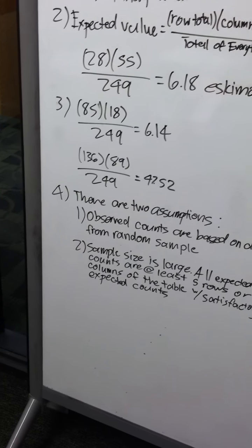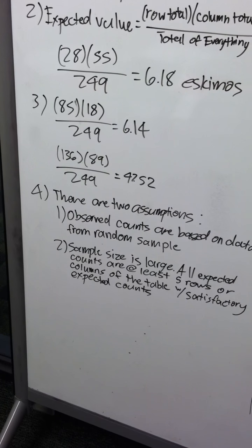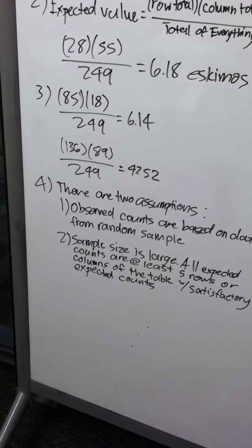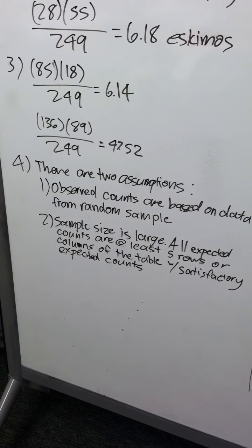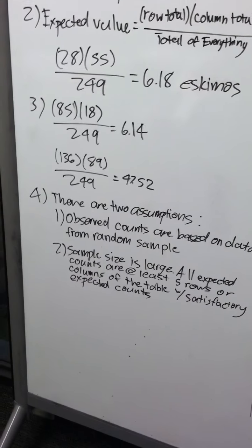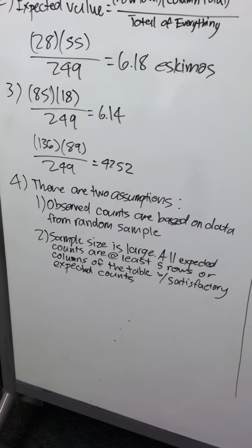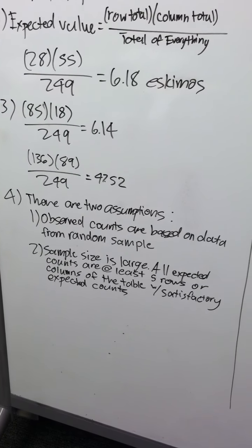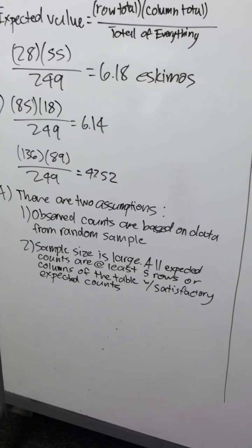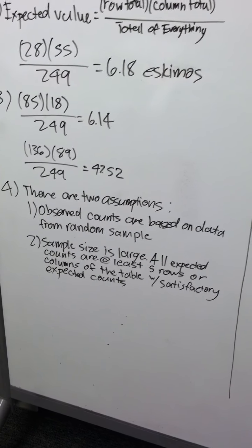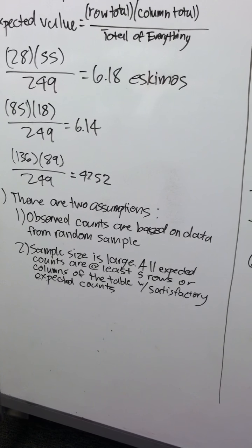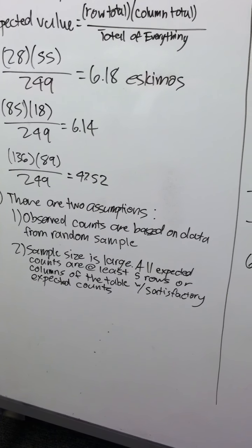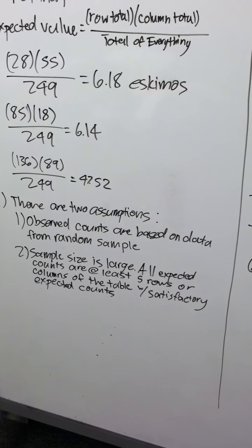Question 4 asks, why might we have reason to doubt the application of Pearson's chi-squared test in this particular situation? Basically what I put was that there are 2 assumptions. 1, observed counts are based on data from a random sample. And 2, sample size is large. All expected counts are at least 5 in rows or columns of the table with satisfactory expected counts.